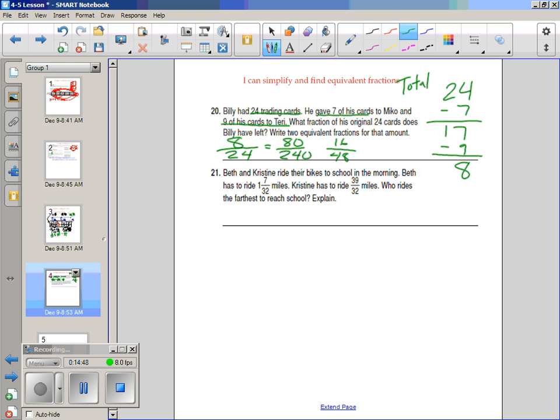Now, can we do simplest? Can we put this in its simplest form? 8 out of 24. David, do you have the simplest form? 3 out of 8. Well, let's see here, David. I think you're close. If we divide 8 by 8, we would get 1. And then take 24 and divide it by 8, and we would get 3. So you're really close. Okay?